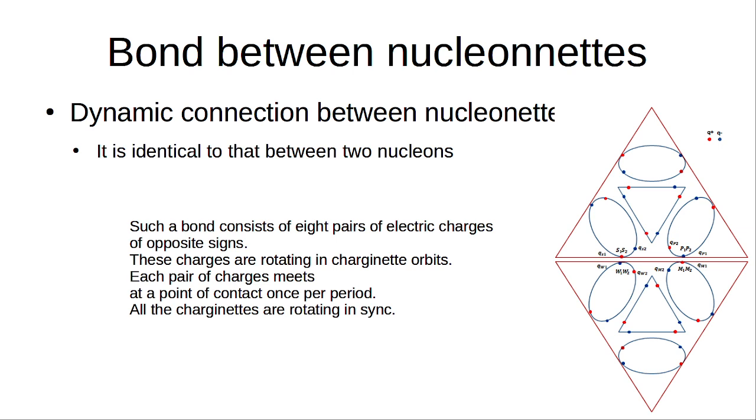Bond between nucleonates. Dynamic bond between nucleonates. It is identical to that between two nucleons. Such a bond consists of 8 pairs of electric charges of opposite signs. These charges are rotating in charge-net orbits. Each pair of charges meets at a point of contact once per period. All the charge nets are rotating in sync.